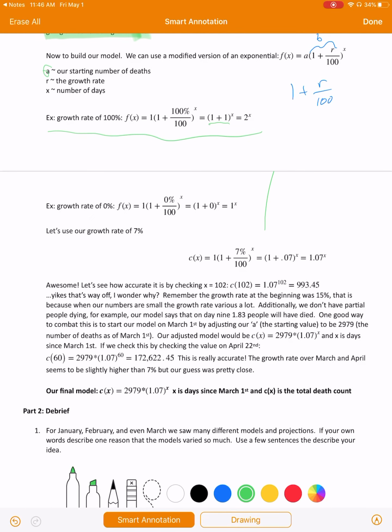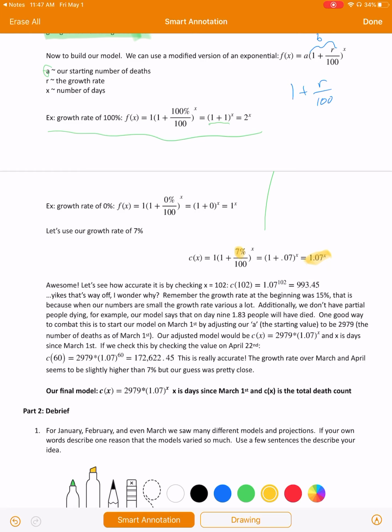So using our growth rate, which we decided was going to be 7%, I plug that into this formula. 7% divided by 100 is 0.07, and 1 plus 0.07 is 1.07. So that means that this here is our first draft of the model, right?